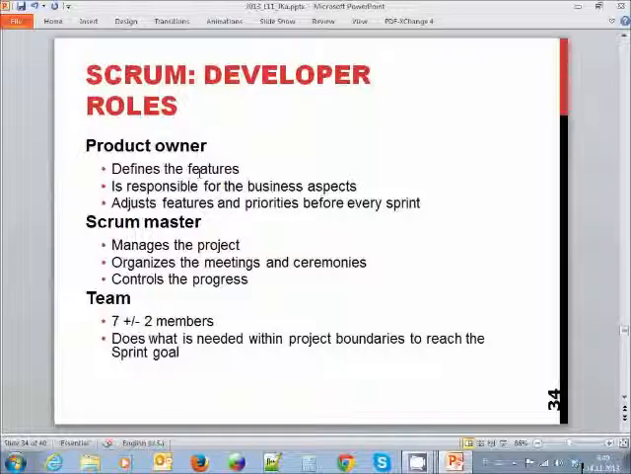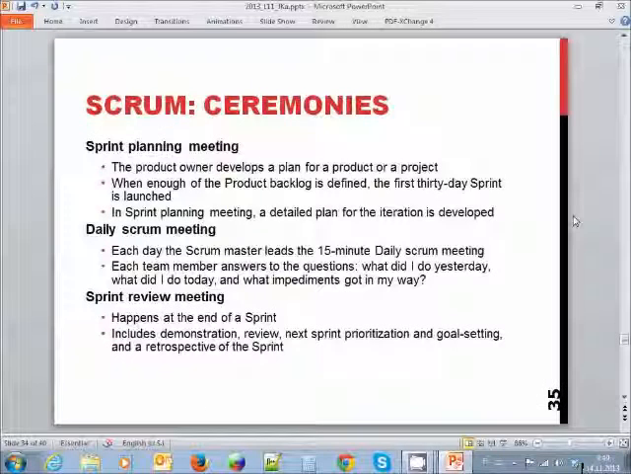So we have several people, several roles. The product owner defines the features and business aspects. The Scrum Master is the project manager, who has the authority to make decisions on the organization. And the team, like in extreme programming, is about 10-ish people working in the same premises, in the same team, same building, so they can talk to each other and ask help from each other.